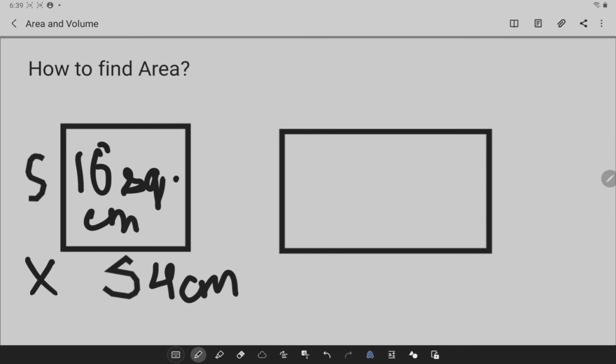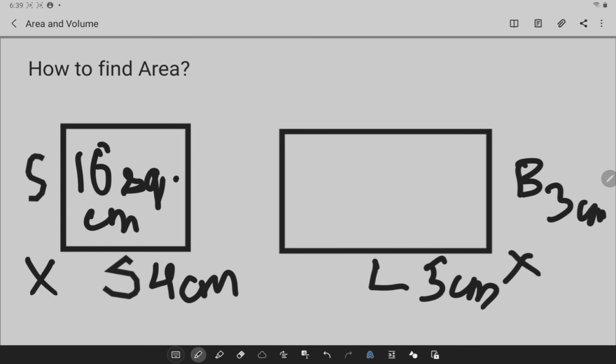Now, for a rectangle, all you have to do is multiply its length and its breadth. If the length is, suppose, 5 centimeters, again I'm giving the units, and the breadth is 3 centimeters, so the area of this rectangle will be 15 square centimeters. Breadth can also be written as width, so don't get confused between these two. They are both the same, so you can write either one.